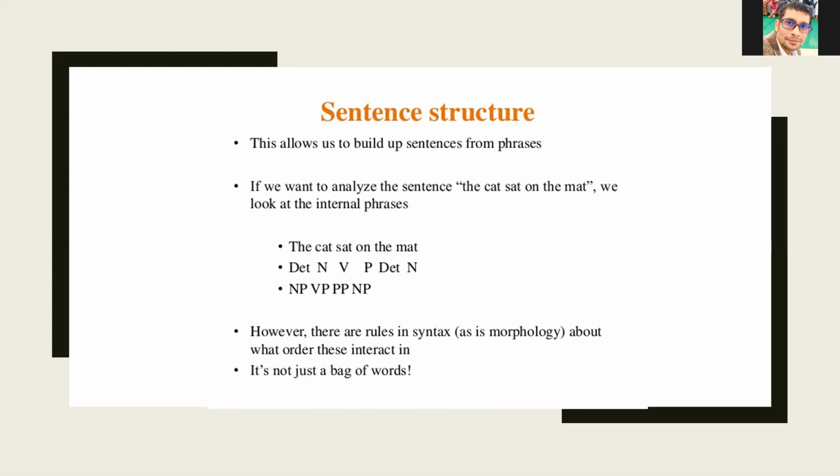You can see determiner, noun, verb, preposition, determiner, and nouns are already placed here. So after recognizing the tree diagrams, these are the symbolic PS format. You can write it like NP, PP, PP, and NP. However, there are rules in syntax, as in morphology, about what order these interact in.